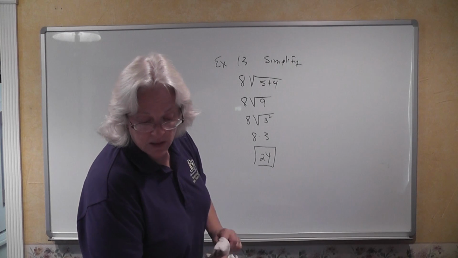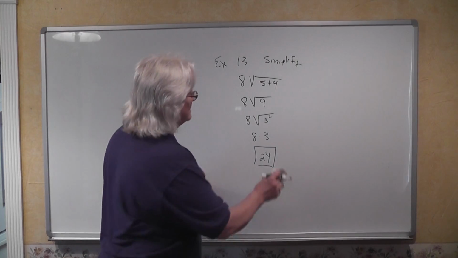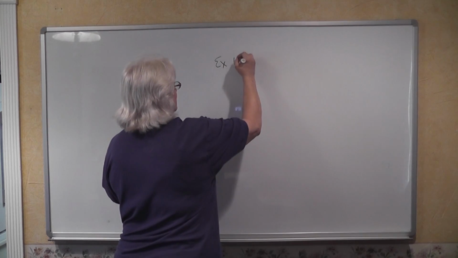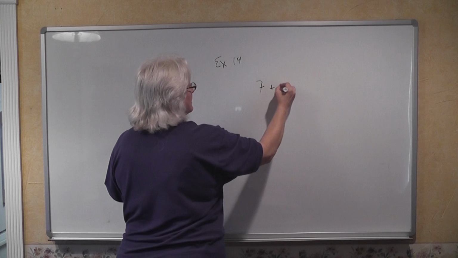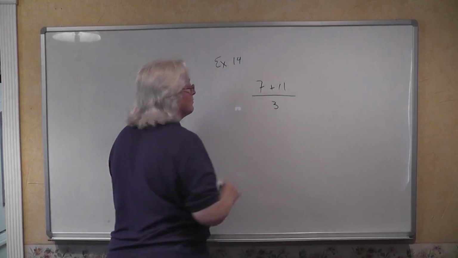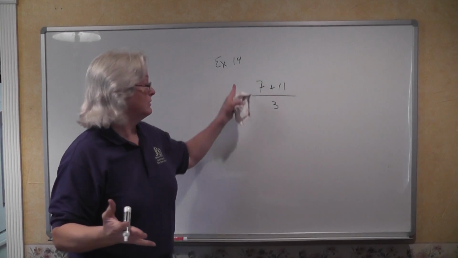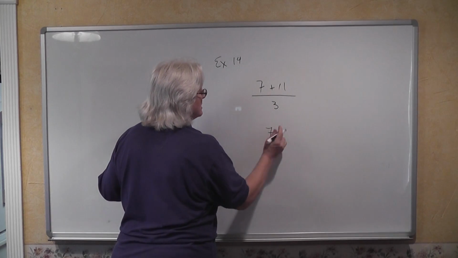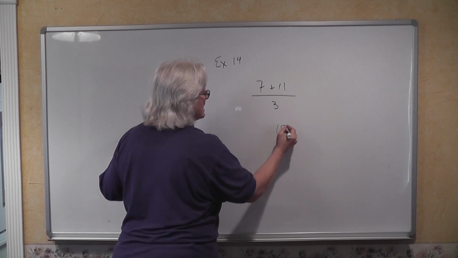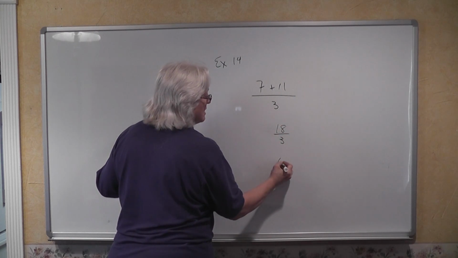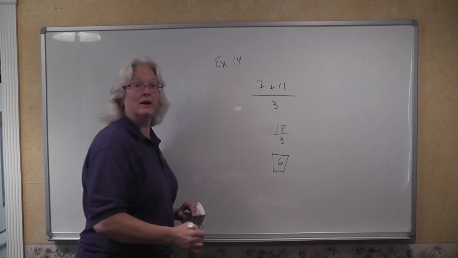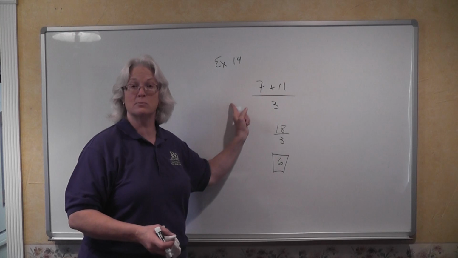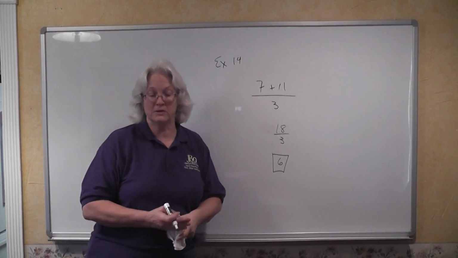Alright, our next thing says, example 14, 7 plus 11 over 3. I'm really not even sure why they have the example here. You already know that with this you're going to add the numbers in the numerator together first, to get 7 plus 11 is 18, divided by 3, and 18 divided by 3 is 6. That division bar, or fraction bar, is simply used as a grouping symbol.